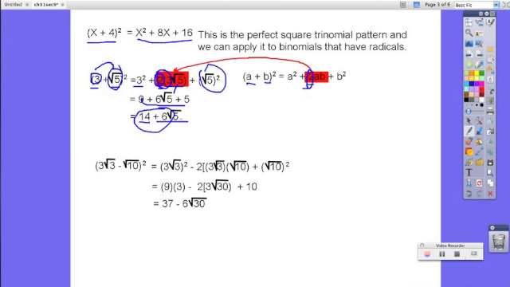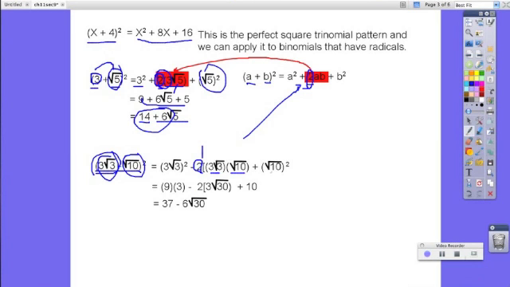Let's look at this one. 3 square root of 3 minus the square root of 10, quantity squared. Another perfect square trinomial. So we'll take the first term, 3 times the square root of 3, and square it. The middle term is twice the first term times the second term. Here's the first term. There's the second term. And you have to do it twice, remember, because of the 2 up here in the pattern. And the last term is the square root of 10 squared.